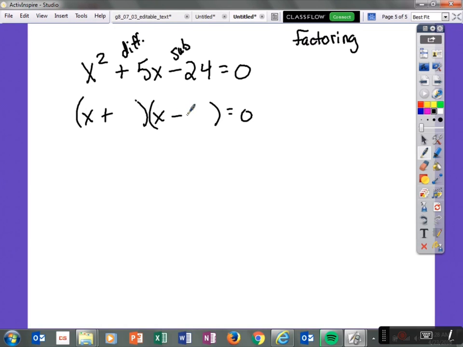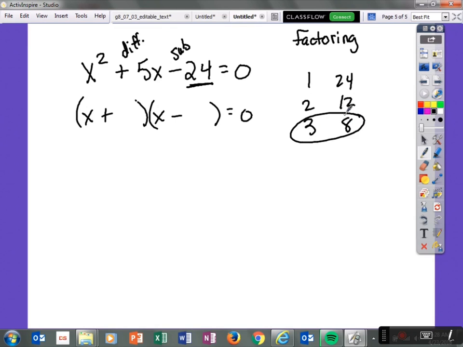We're finding factors of 24 that can subtract to make 5. So 1 and 24 subtract to make 23, so that's not it. 2 and 12 subtract to make 10. 3 and 8 subtract to make 5. So it's 3 and 8.